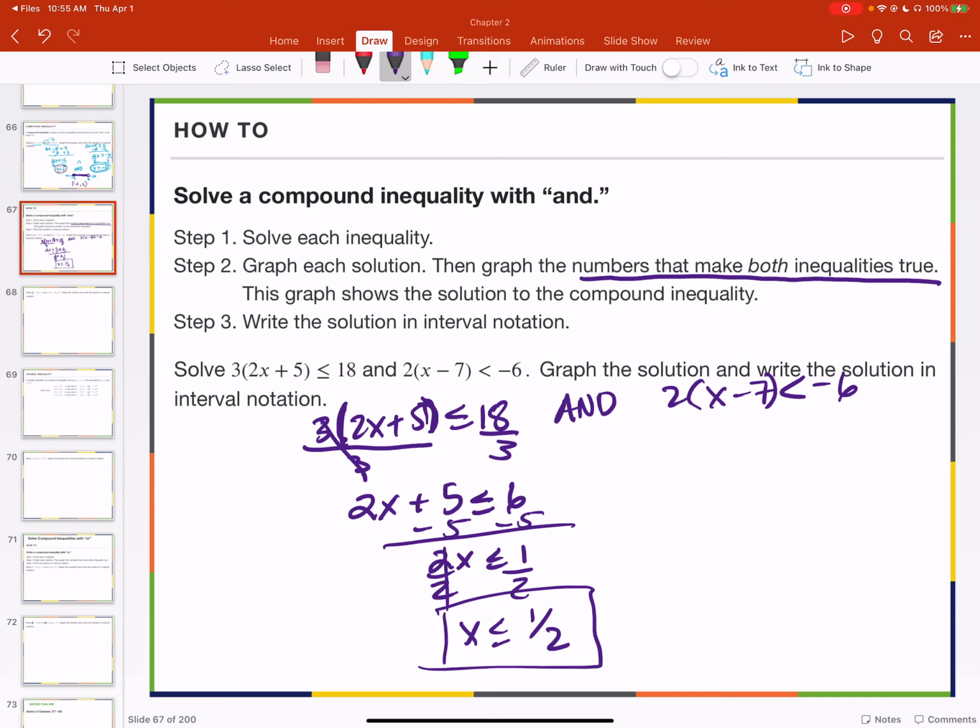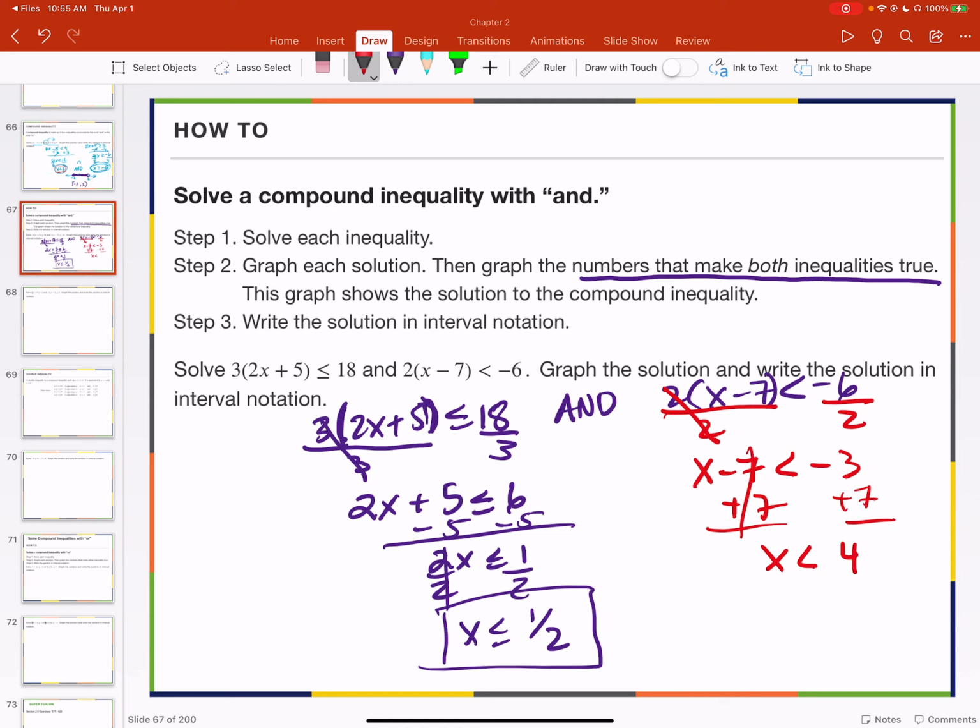Then the other side, I guess I'll use a different color. I do the same thing. I can divide by 2. x minus 7 is less than negative 3. Add 7 to both sides. I get x less than positive 4. So then I get x less than positive 4.